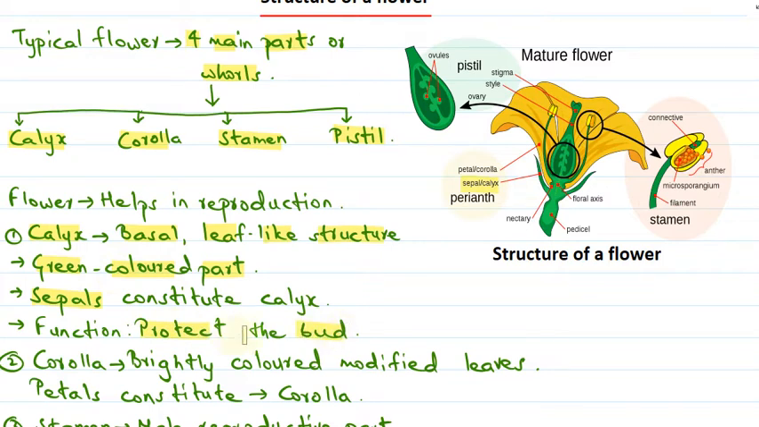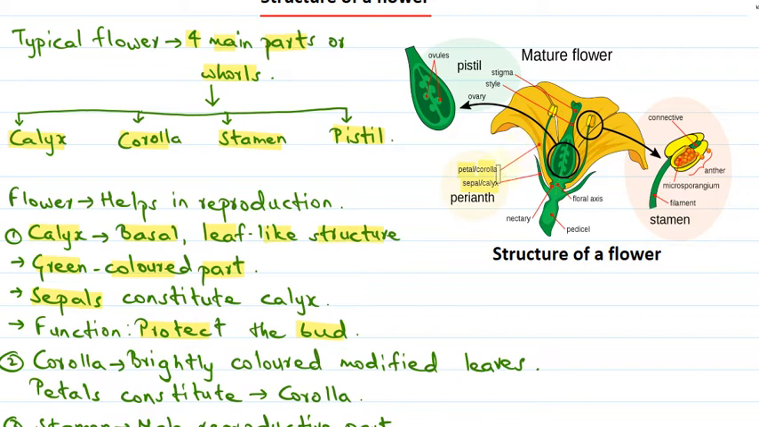Then we studied the corolla. Here we can see the corolla. The corolla is made of brightly colored modified leaves. Petals constitute the corolla, and petals are usually brightly colored, so the corolla has a bright color.